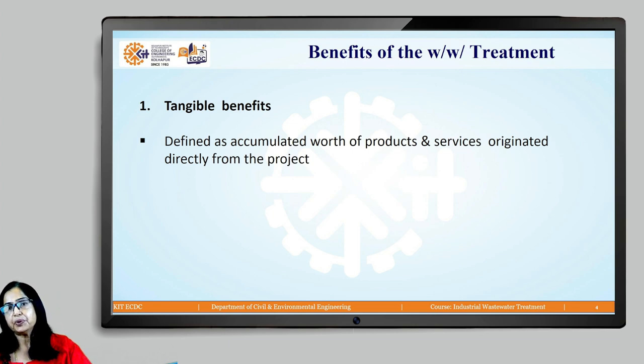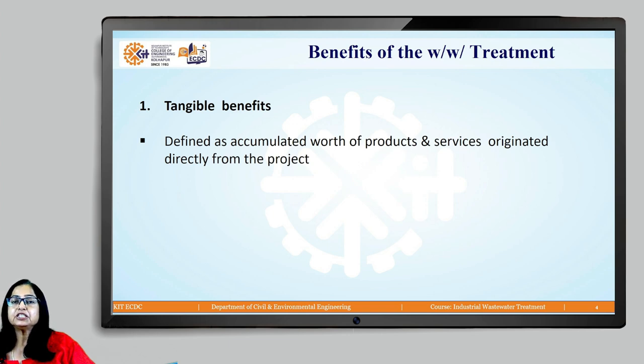So our product, obviously, it is treated waste water. It is treated up to the standard stipulated by Pollution Control Board or the Ministry of Environment, Forest and Climate Change. So, think over benefit of this treated wastewater. The other part, services. What are the services originated from this effluent treatment plant, ETP?